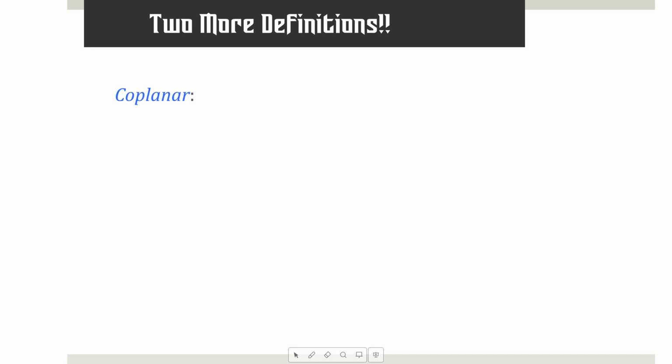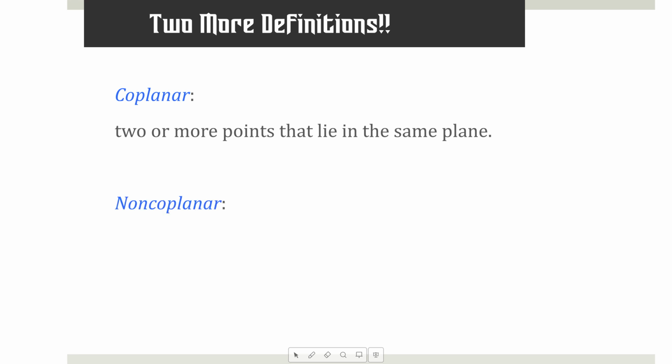What's coplanar mean? 2 points that are on the same plane. Yep. And non-coplanar? Not on the same plane. Your chair and a chair in Mr. Sebastian's class are non-coplanar. Your chair and a chair in room 334 are coplanar. They're on the same plane of the floor.